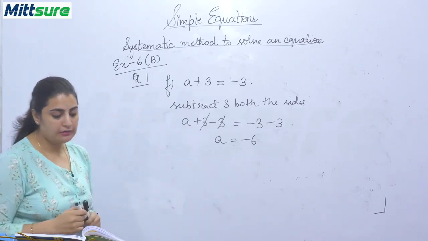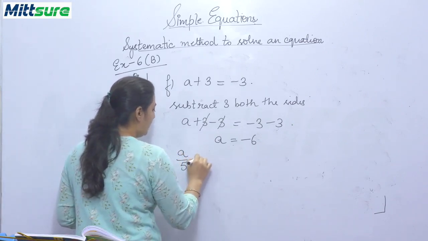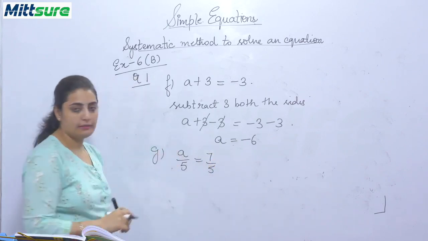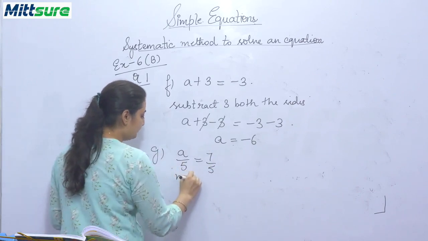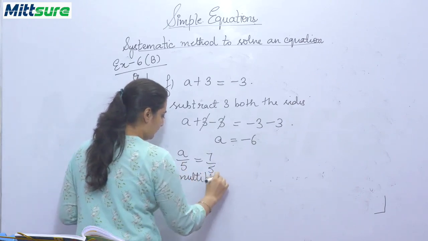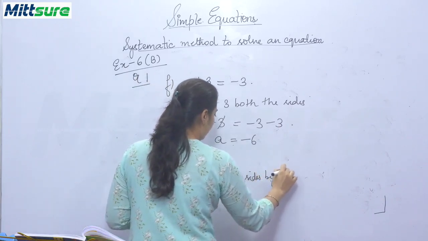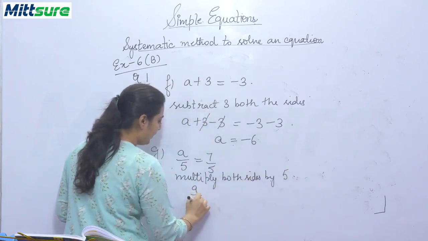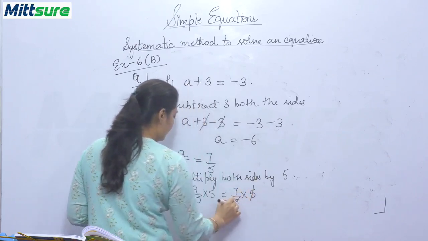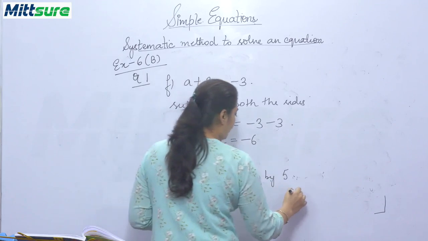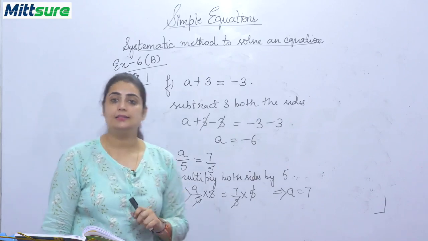Let us come to G part. G part says A upon 5 equals to 7 upon 5. Right? What is the value of A that we are going to find out? Multiply both sides by 5. A upon 5 multiplied by 5, 7 upon 5 multiplied by 5. 5 cancels 5. 5 cancels 5. What do you get as the value of A? You get the value of A as 7.